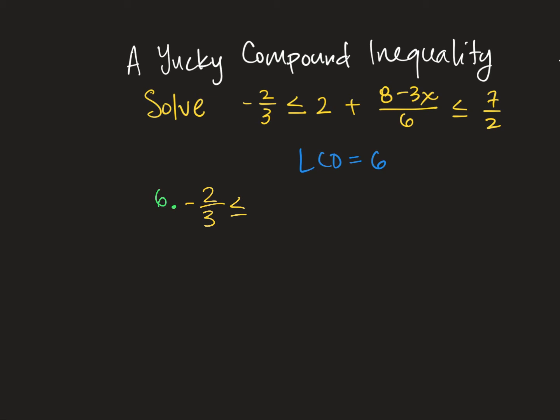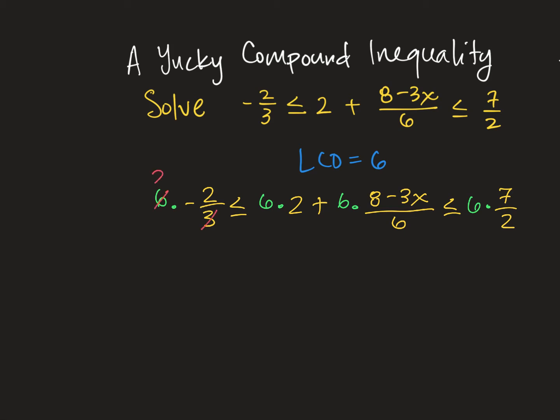6 times negative 2/3 is less than or equal to 6 times 2. That's ugly, but we're just going to leave it. It's not 6.2. It's 6 times 2 plus 6 times this 8 minus 3x over 6 is less than or equal to LCD 6 times right side 7 over 2. Okay, so like every other example, we're multiplying through by 6 to get rid of all the possible division.